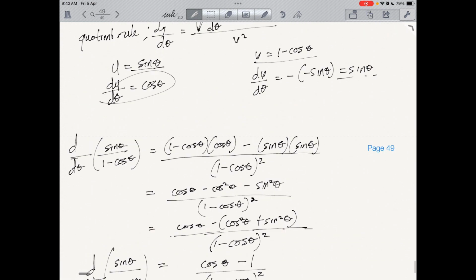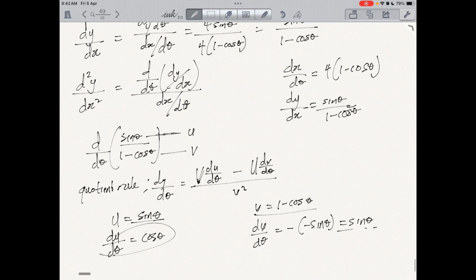Now let's go back to us evaluating d squared y/dx squared.